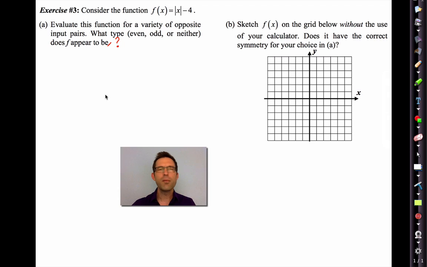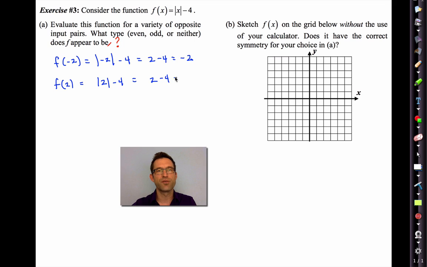All right, and what I mean by that is let's take some input pairs. Let's go with negative 2 is good. F of negative 2 would be the absolute value of negative 2 minus 4, which would be 2 minus 4, which would be negative 2. On the other hand, f of 2 would be the absolute value of 2 minus 4, which would be 2 minus 4, which is also negative 2. Opposite inputs gave me the same output.